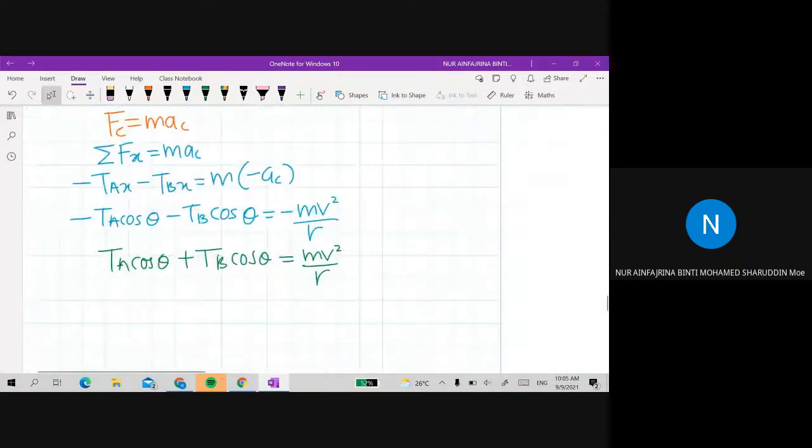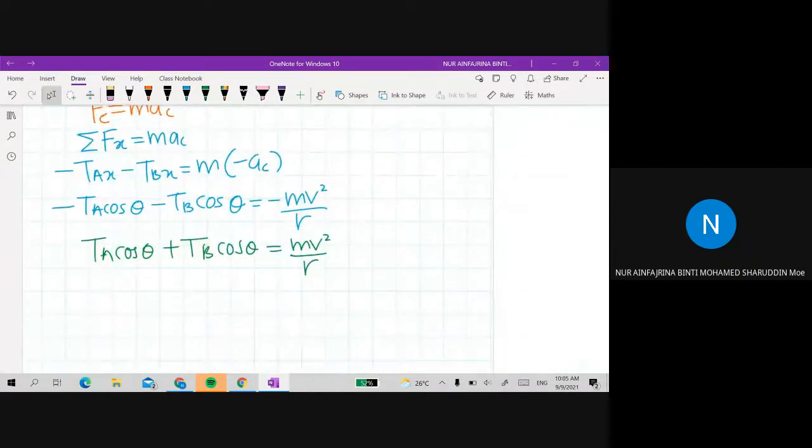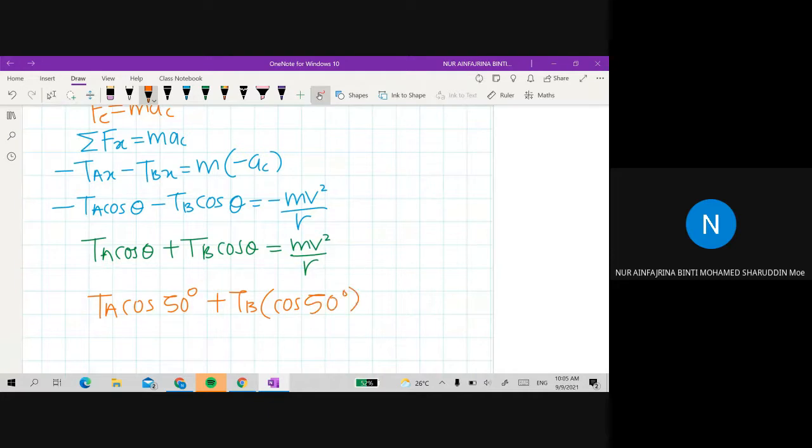It's alright. Kita masukkan dulu value yang kita tahu. We just substitute the value that we know. So TA cos 50 degree tambah dengan TB cos 50 degree. Okay, the mass given berapa ya? 4. Okay, can you guide me for this one? What about the speed given? 6. Radius? 1.3.